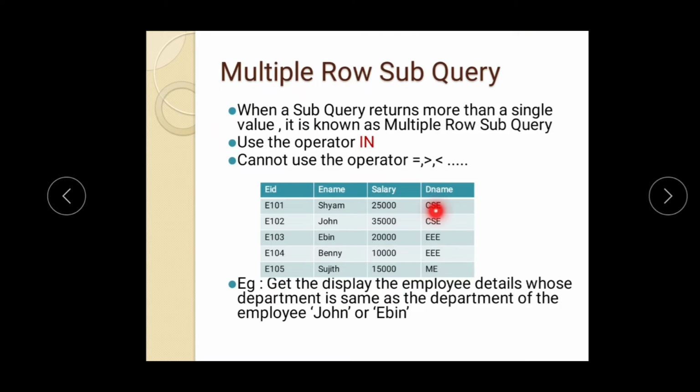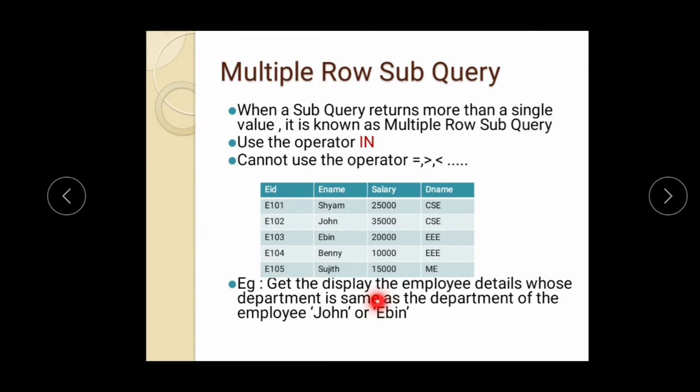Look at the departments where Eben and John are working. John is working in CSE, Eben is working in electrical. So we want to display other employees along with these two employees. We also want to display any other employees who are working in computer science as well as electrical. Is any other employee there? Yes, Sham is working in computer science. No other employees in CSE. But in electrical, along with Eben, Benny is also there. So the result of this query will be these four rows, these four tuples.